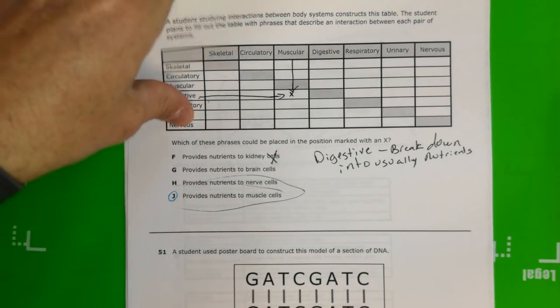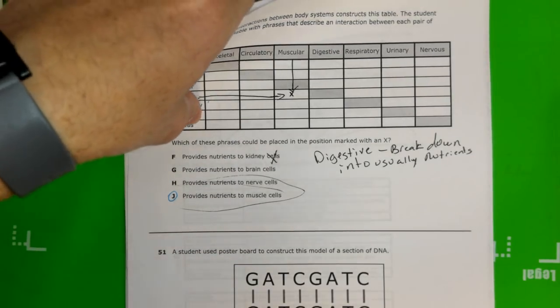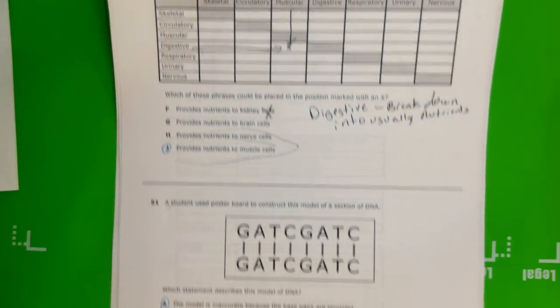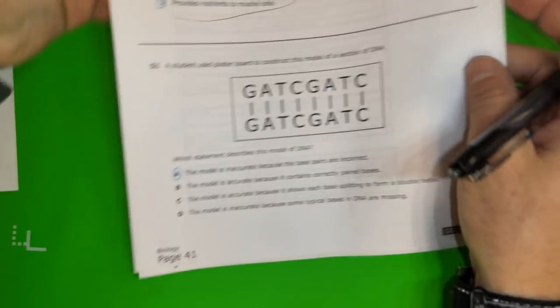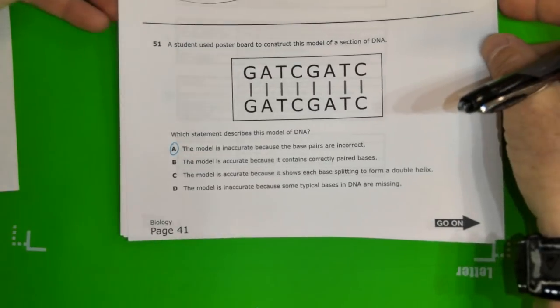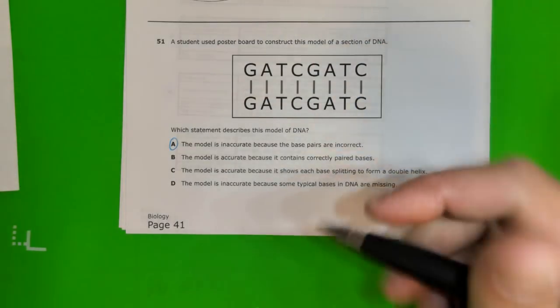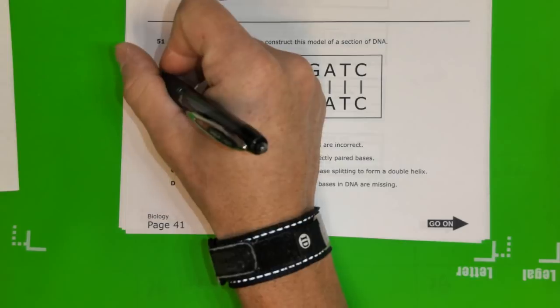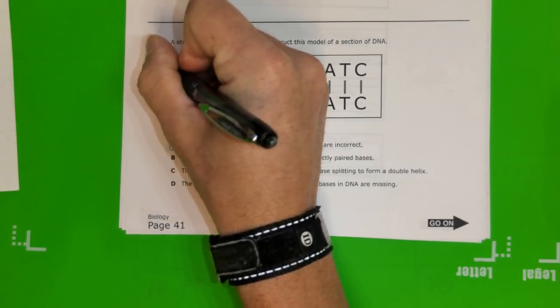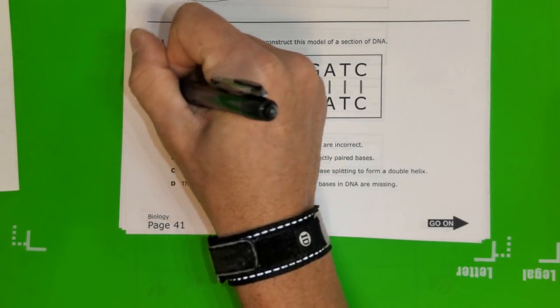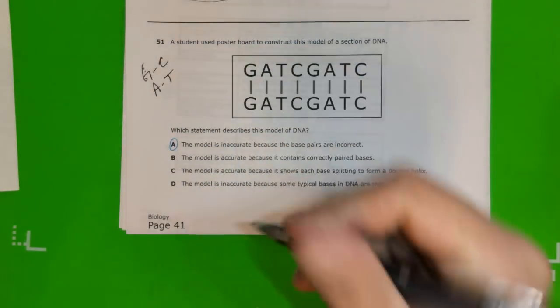energy to. A student used a poster board to construct this model of a section of DNA. Which statement best describes this model of DNA? Well, we know that when DNA pairs up, G and C are complementary pairs, so that means they pair up with each other, and A and T pair up with each other.